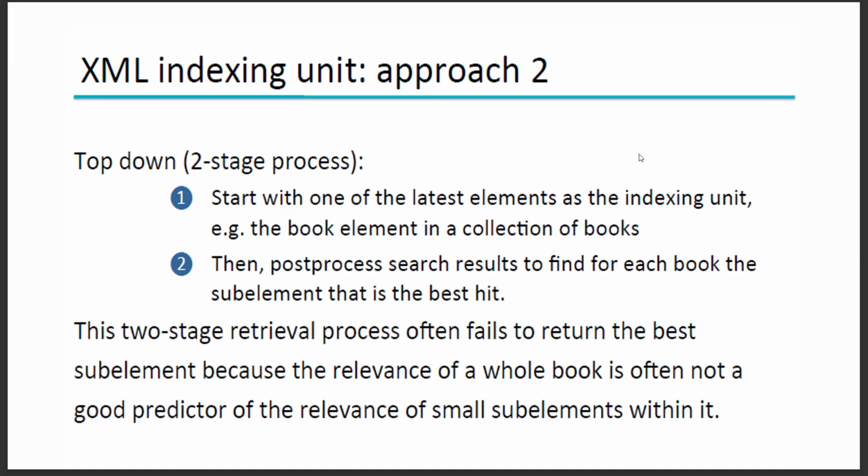Now, the XML indexing unit approach two. Coming to your top-down process, that is a two-stage process. Start with one of the largest elements as the indexing unit, and post-process the search results to find, for each book, the sub-element that is the best hit. It means start from the top node and go till the end, from root to leaf. This two-stage retrieval process often fails to return the best sub-element because the relevance of the whole book is often not a good predictor.